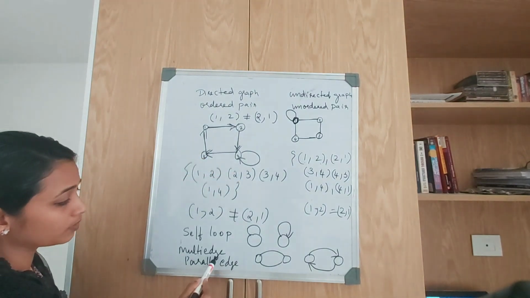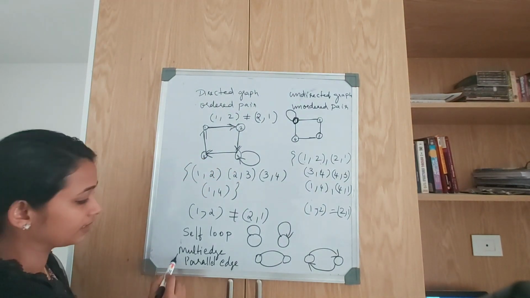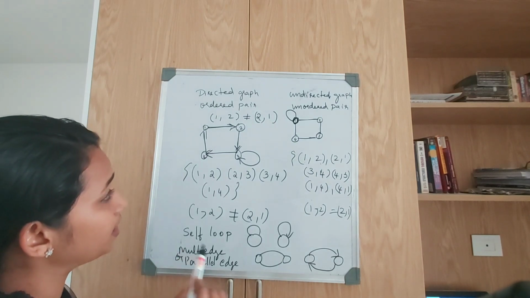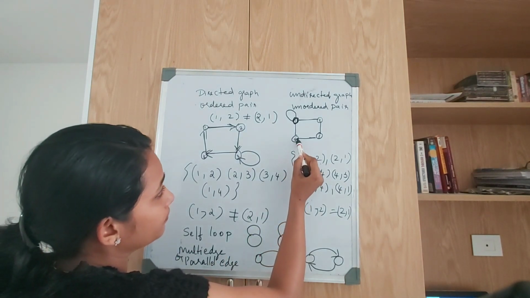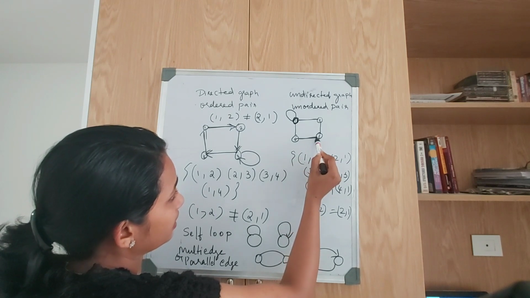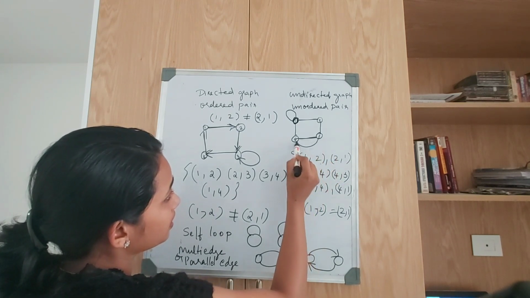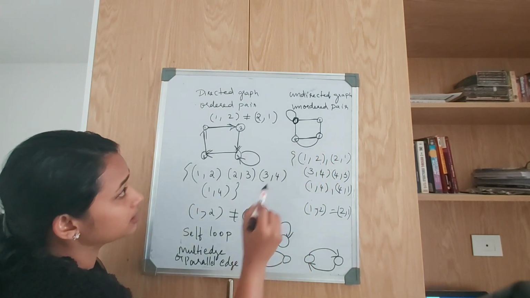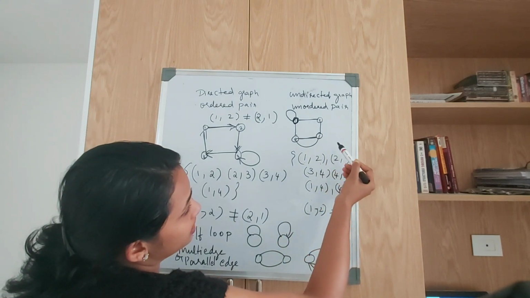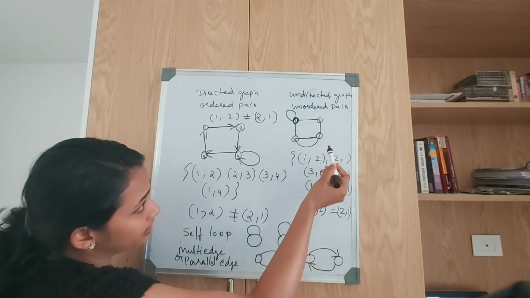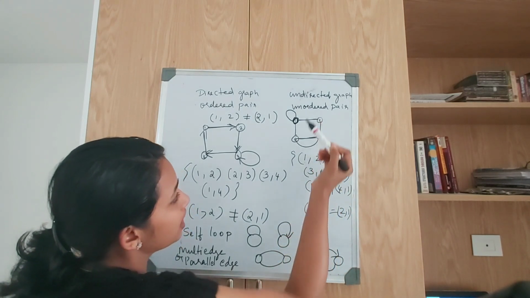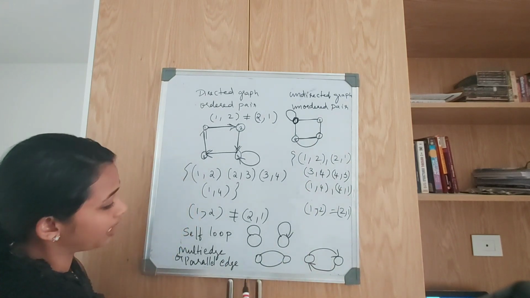Now the next one is known as a multi-edge or a parallel edge. So for a multi-edge, from 4 to 3 there is one edge, right? Again, there is another edge connecting it. So multiple edges connected between the same vertices is known as a multi-edge or parallel edge.